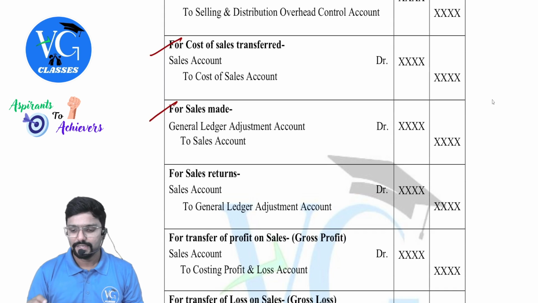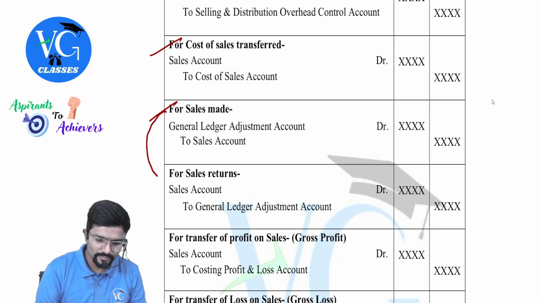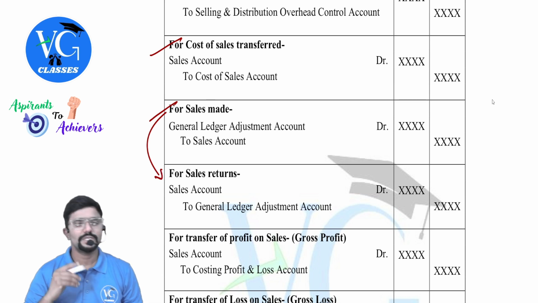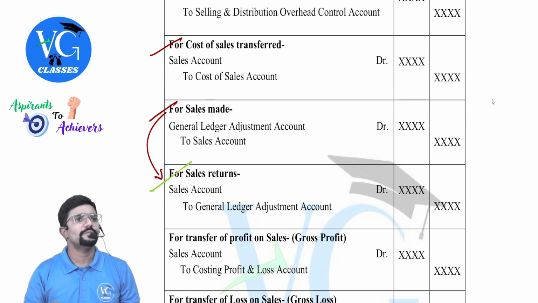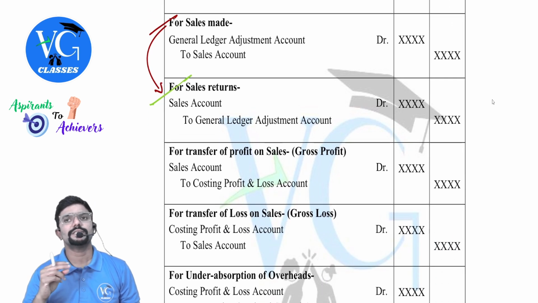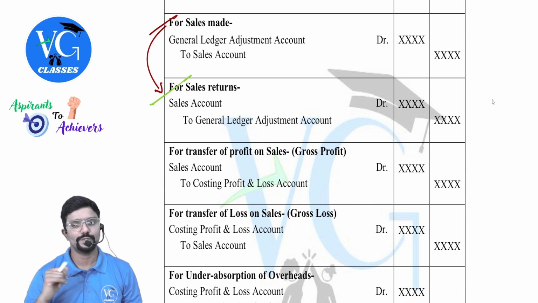Let us come back. Next, sales returns is there, which is just the reverse of this, guys. Just a reverse of it. Sir, are we posting it? We are not posting it. What is the entry, sir? Sales to general ledger adjustment account.